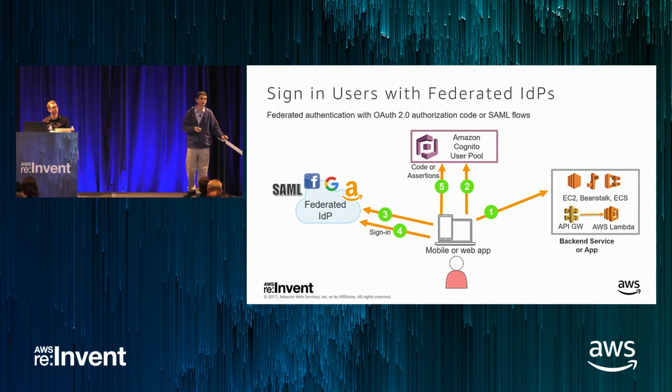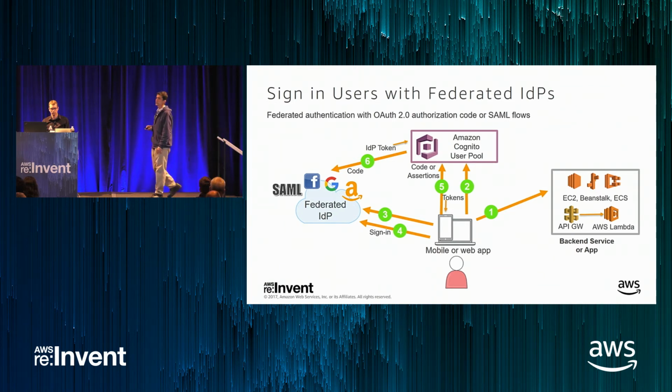Cognito then has to validate the assertion. If it's a SAML assertion, it's signed. And in the metadata that you provided while setting up the trust, there is a public key, and Cognito validates the signature using that. Or in the case of OAuth, Cognito actually makes a request to Facebook or Google or Amazon to validate the code and get information, the attributes about the user, whatever the user has consented to.